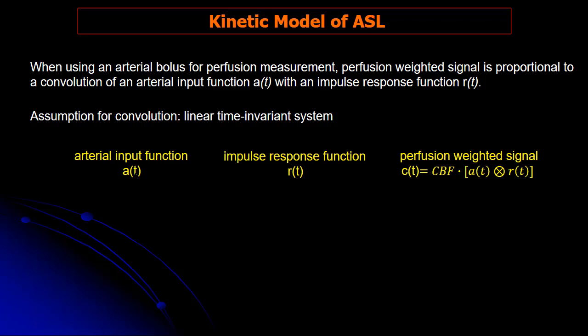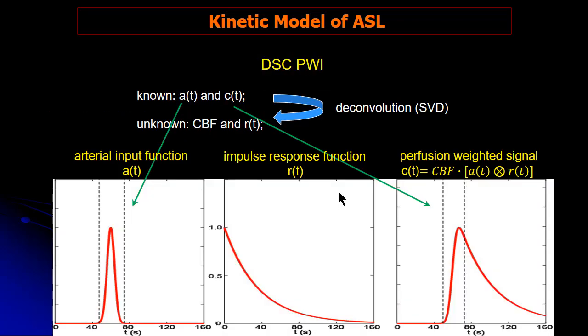When using a RTO bolus for perfusion measurement, perfusion-weighted signal is proportional to a convolution of an RTO input function with an impulse response function, under the assumption that this is a linear time-invariant system. And the CBF here is only a scalar of this convolution.